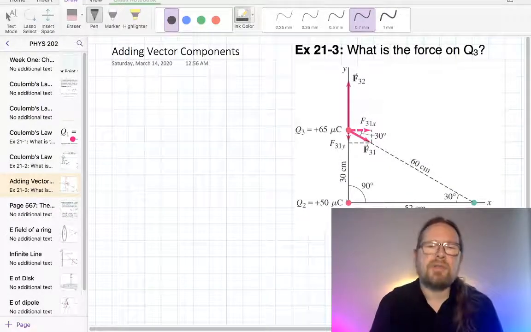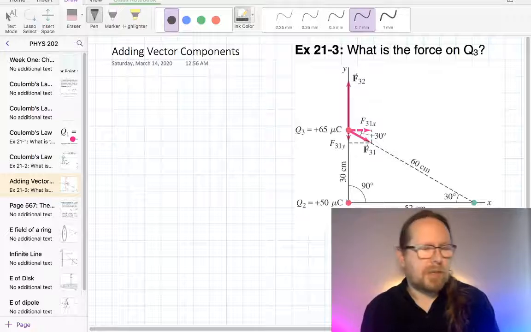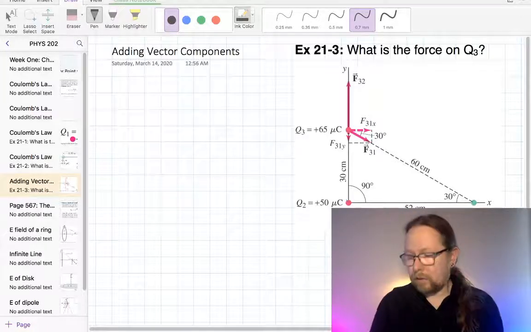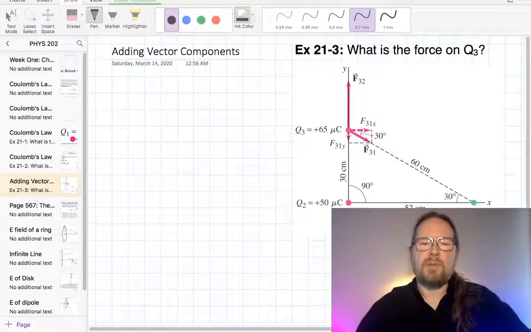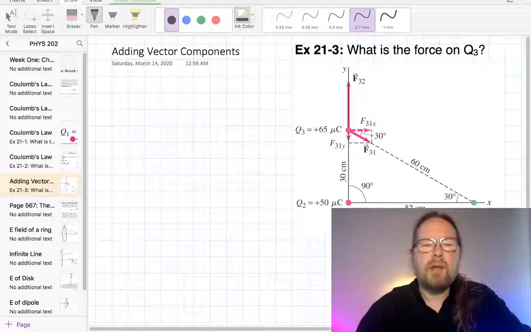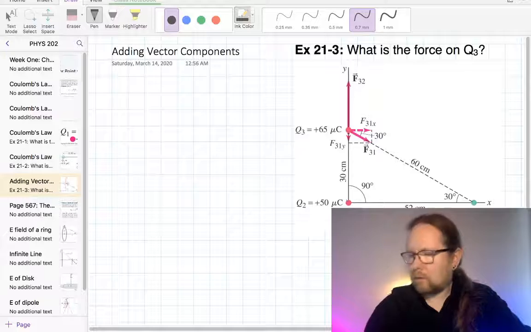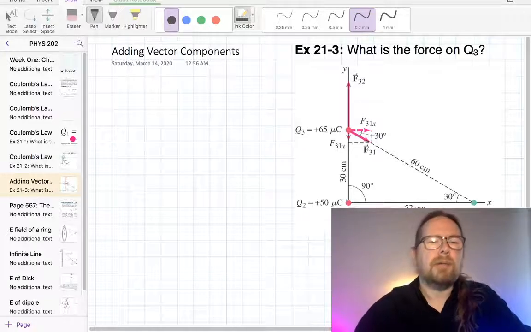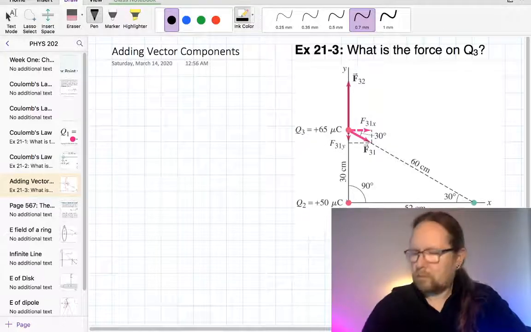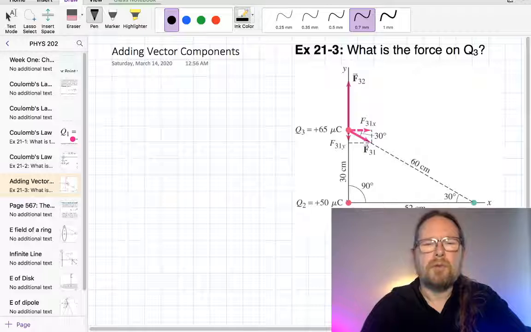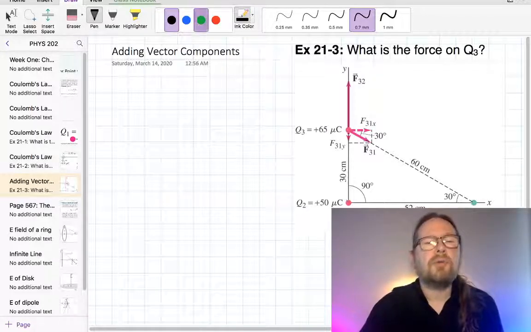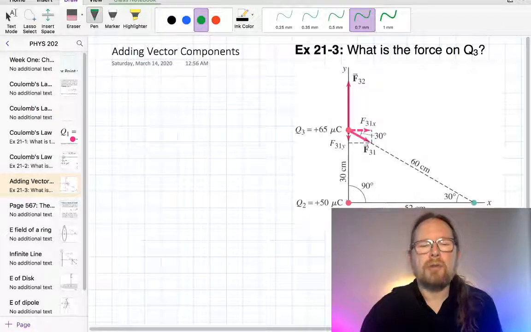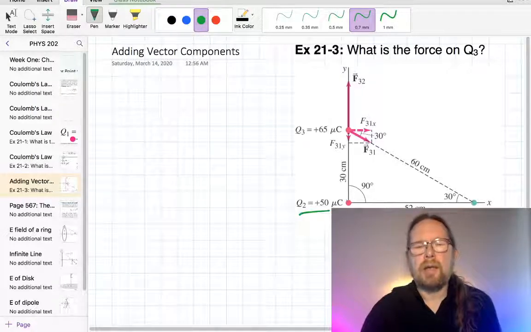Okay, so I'm going to do one last example just using Coulomb's law, which is an example where the forces are not collinear, where they're not all on the same line. So this is example 21-3 from the textbook, which asks us to find the force on charge 3, which is this charge here, due to the forces exerted on it by charge 2 and charge 1 along the x-axis.